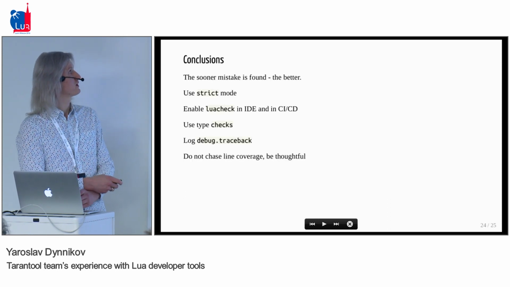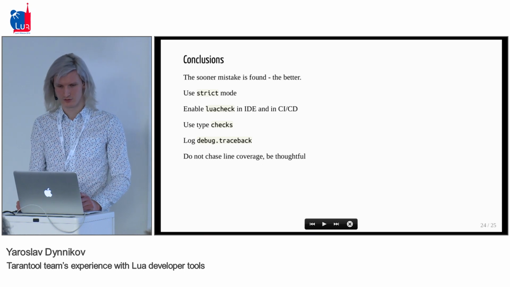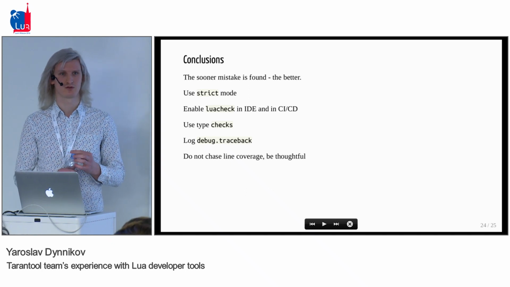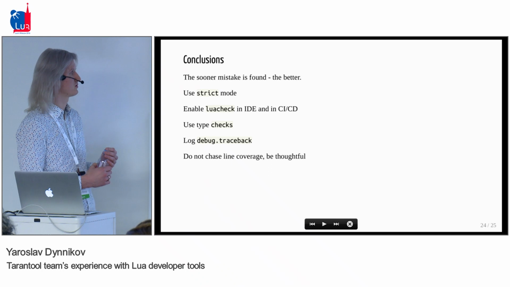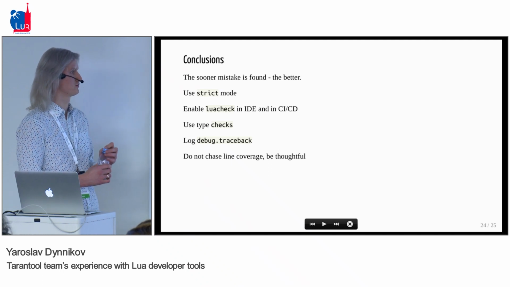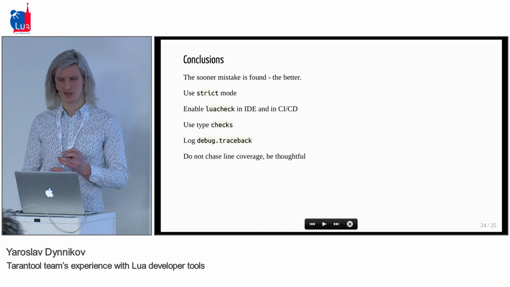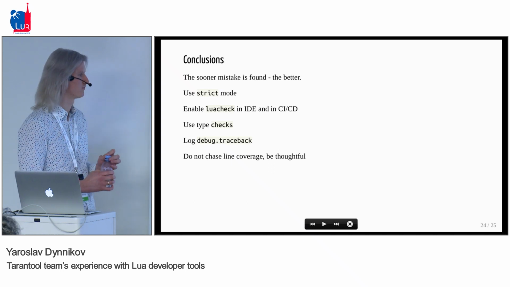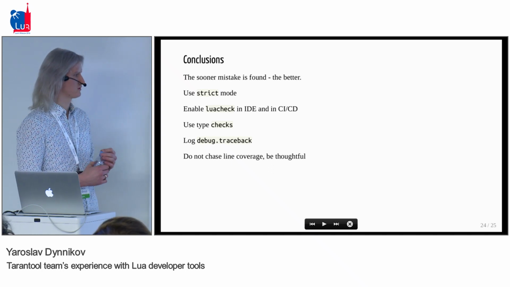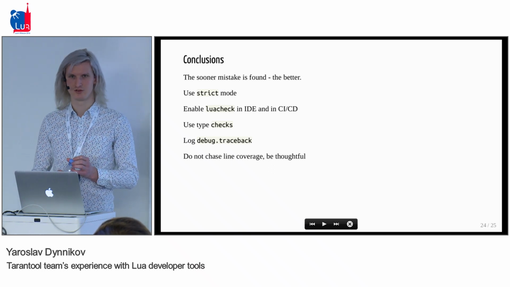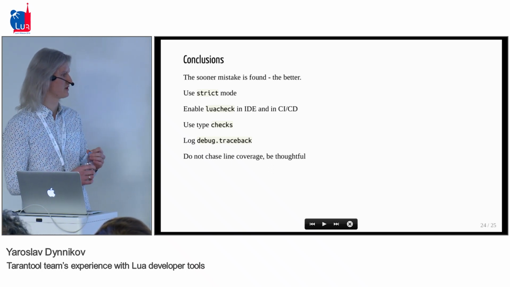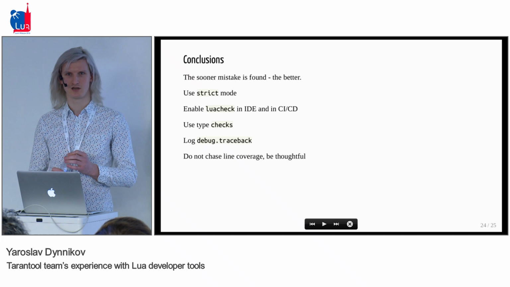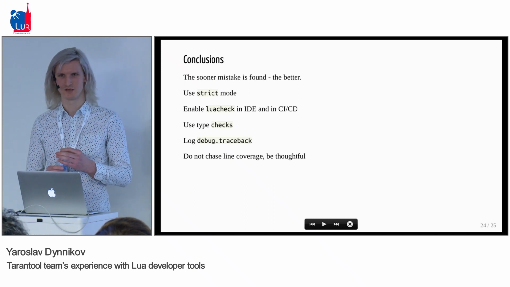So that's all I had to say, and in conclusion, let me repeat that it's important that the sooner a mistake is found, the better. For that you can use strict mode, you can use luacheck, you should use it. You can test type checking when you need to. Not everywhere, but somewhere it's useful. It's always good to capture traces, to analyze them later. And the separate thought is, don't chase line coverage, but think twice.